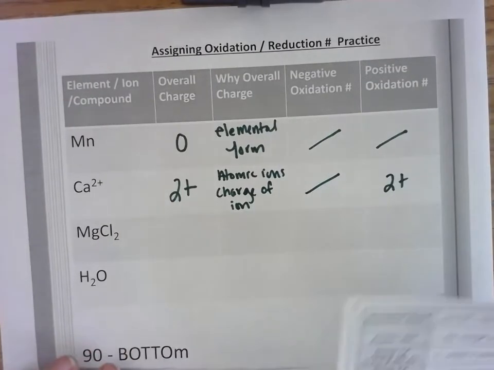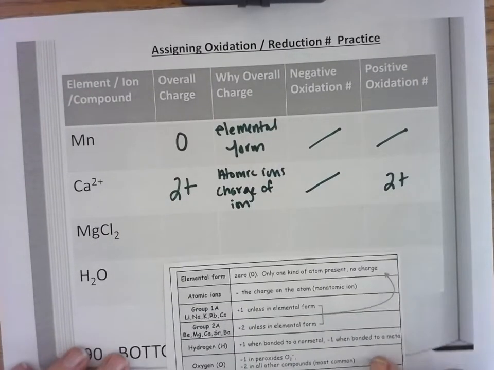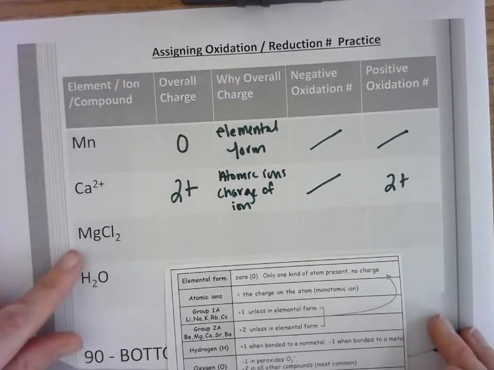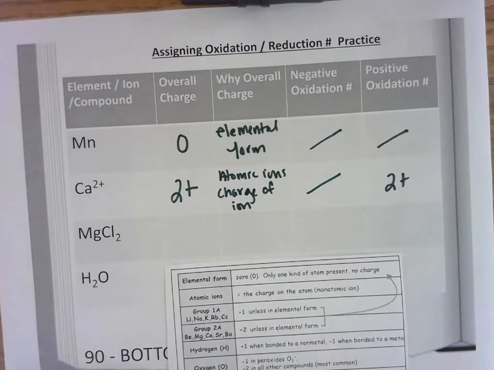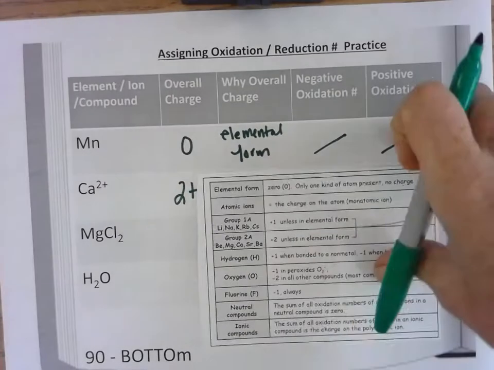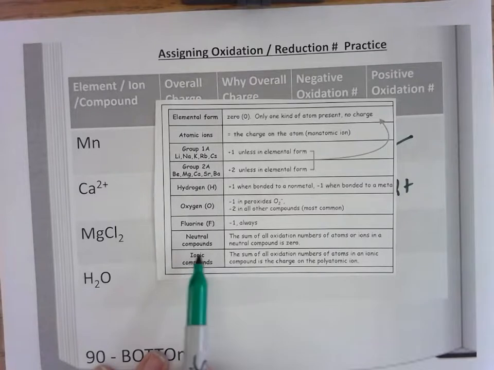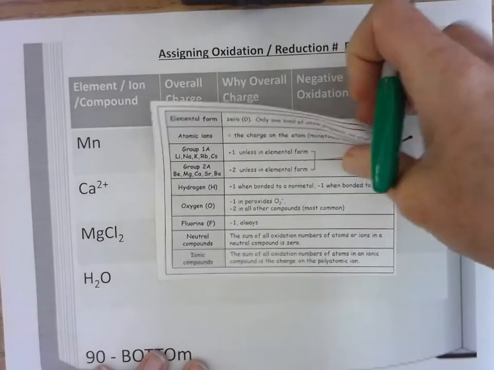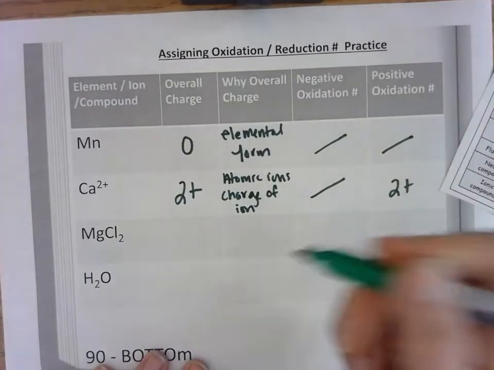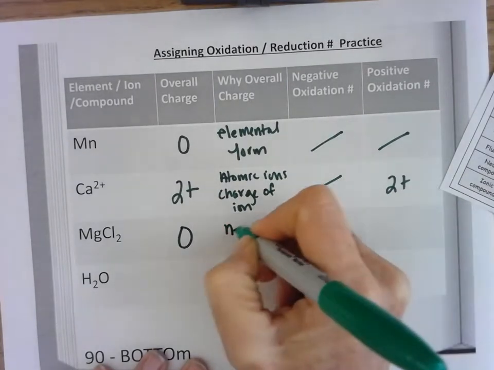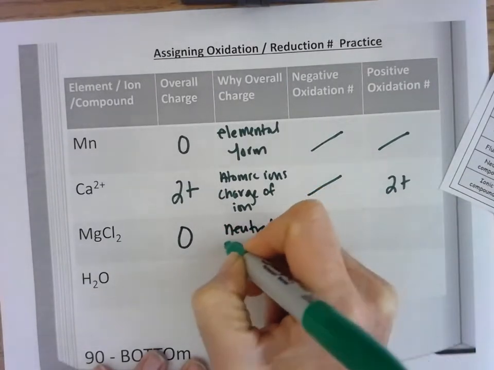Alright, now we're going to take a look at this one, because this one is different. It's a compound, so we have a little bit different stuff going on here. If I take a look at this, there's no charge on that, therefore it's a neutral compound. The sum of the oxidation numbers of the atoms or ions in the neutral compound has to equal 0. So the overall charge is 0, and the reason why is because it's a neutral compound.